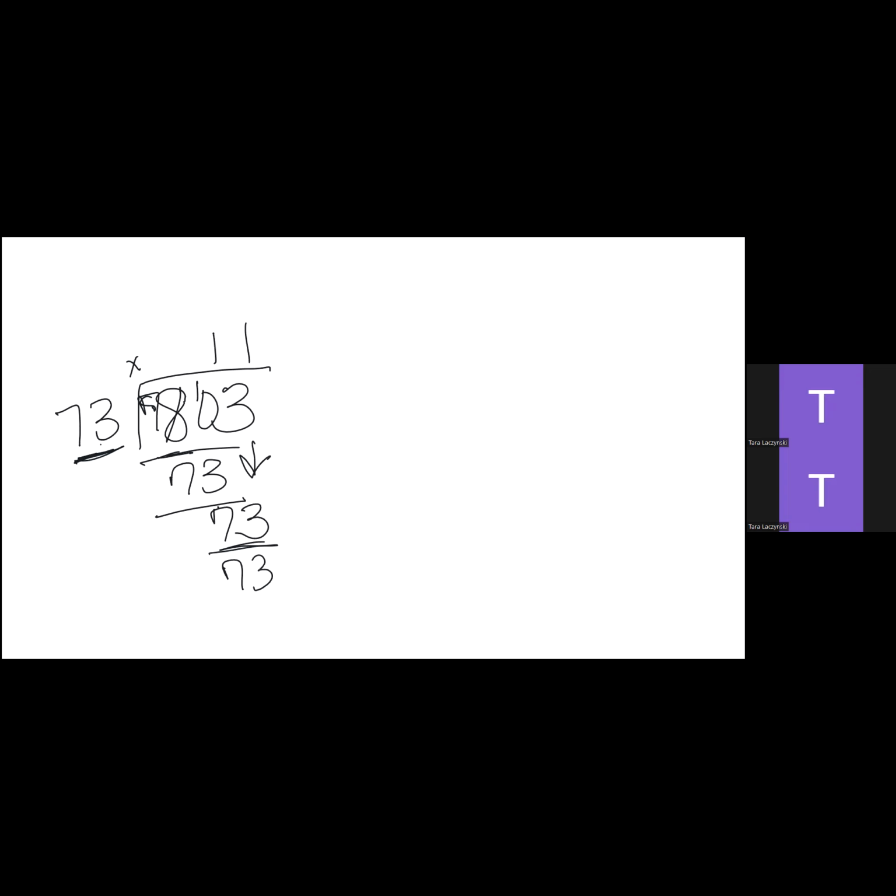All right, friends, last one for this one. 803 divided by 73. Does 73 go into 8? No. 80? Yes, one time. 80 minus 73 leaves us with 7, smaller than 73, so I'm on the right track. And here we go. Does 73 go into 73? Absolutely. One time. And it leaves us with no remainder.